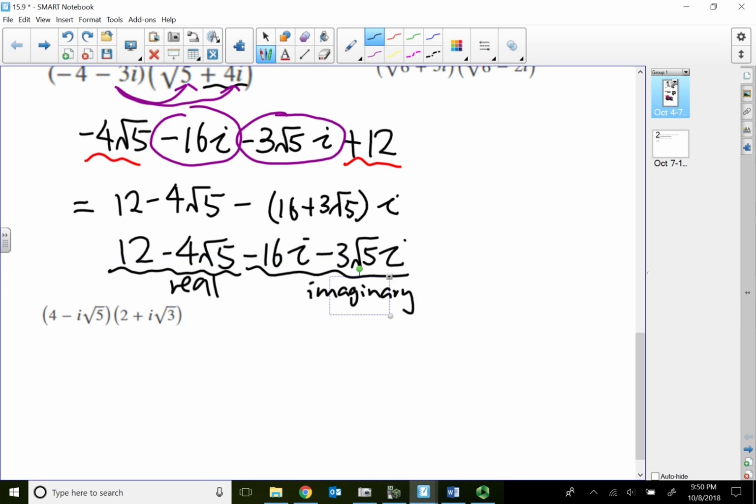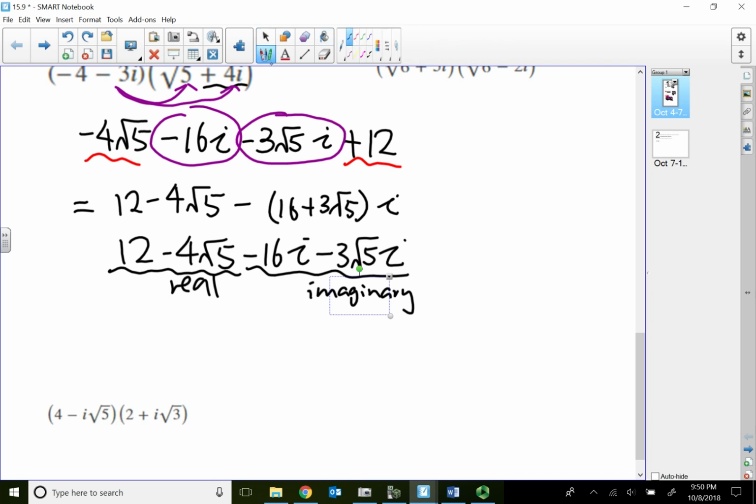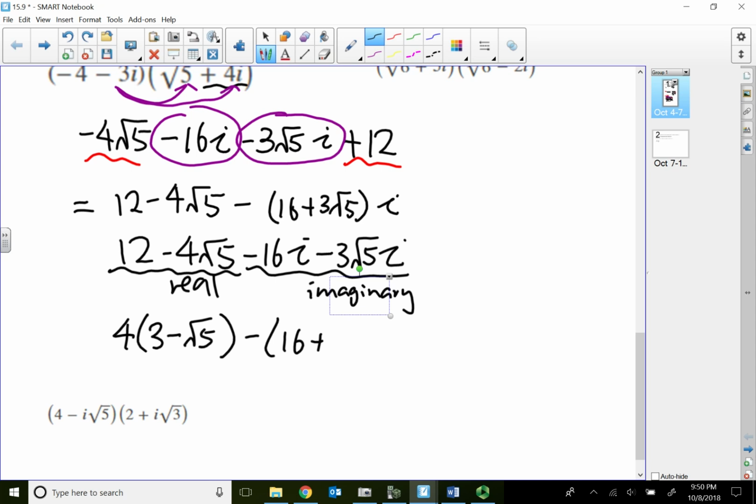So I can even do it this way. You see the first two terms, I can actually factor out a 4. So that's 4 times 3 minus square root of 5. The last two terms are going to be negative parentheses 16 plus 3 times square root of 5, times i. So that is a different way to write the same thing. It all depends on what Hawkes Learning wants you to enter.